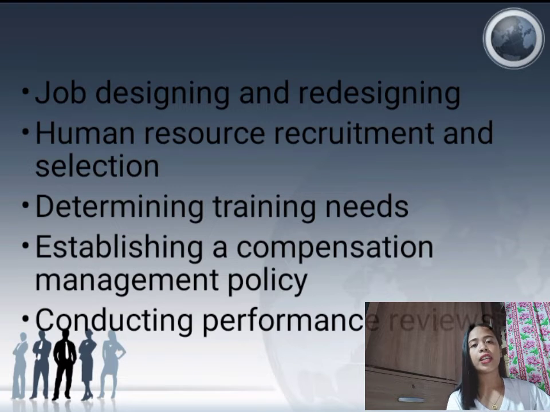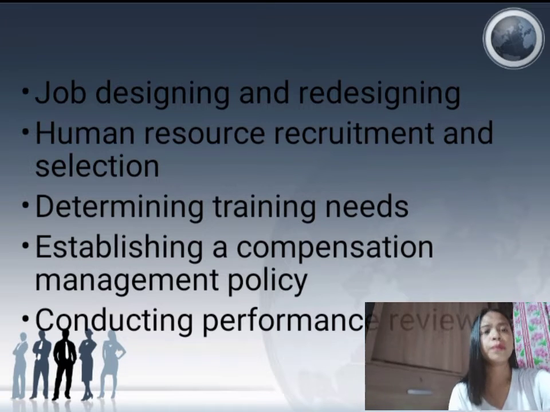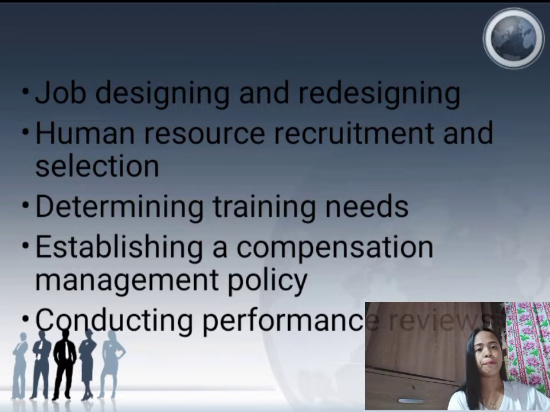Number 3, determining training needs. So job analysis helps HR professionals develop adequate training procedures. A successful training needs analysis will identify those who need training and what kind of training is needed.